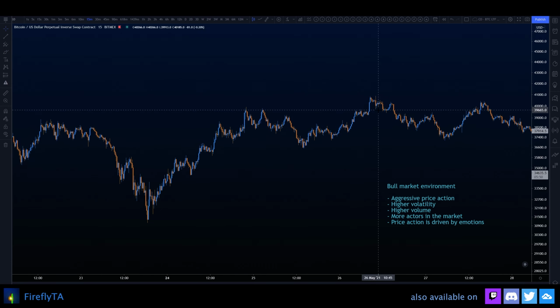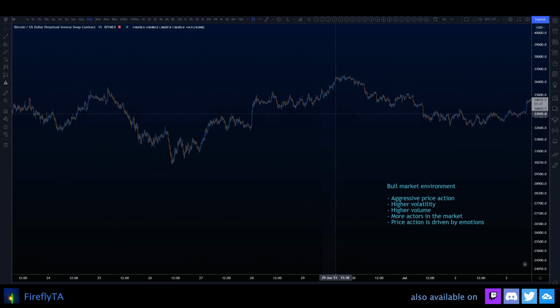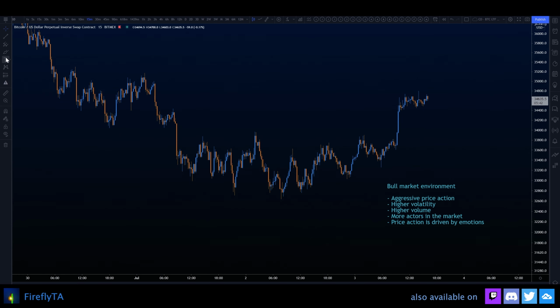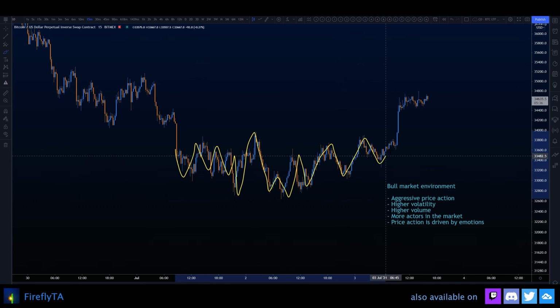And on the 15-minute chart, it becomes very apparent. Looking at current price action, you can also see this very clearly. Look at this. This is not a calm market. This is extremely aggressive to either side.